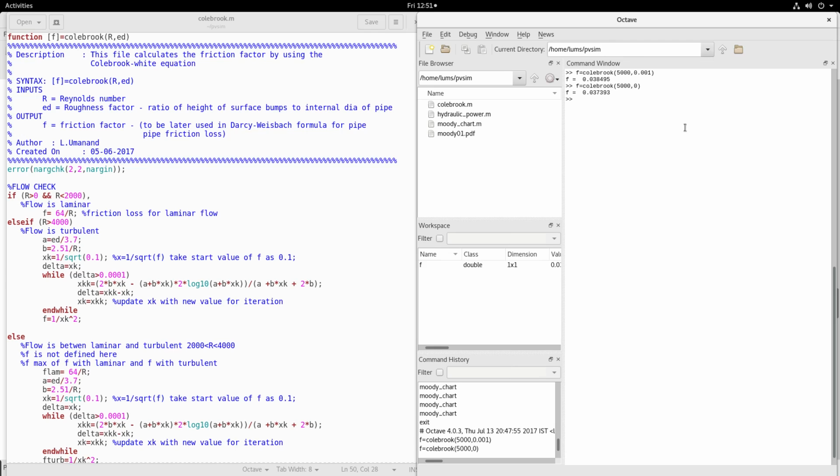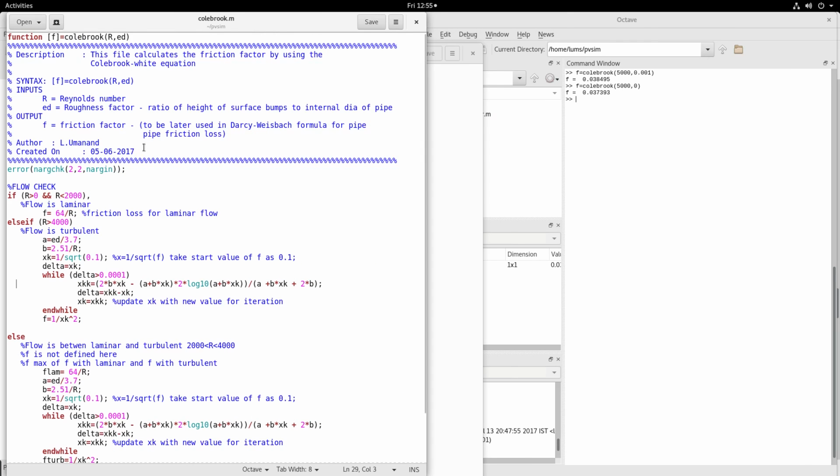So the Colebrook function can be used now to find the friction factor for any given value of the Reynolds number. We can also use this Colebrook function to make our own Moody chart. Though we may not use the Moody chart for design, we will directly use this Colebrook function to give the friction factor for a given Reynolds number and epsilon by D roughness ratio.